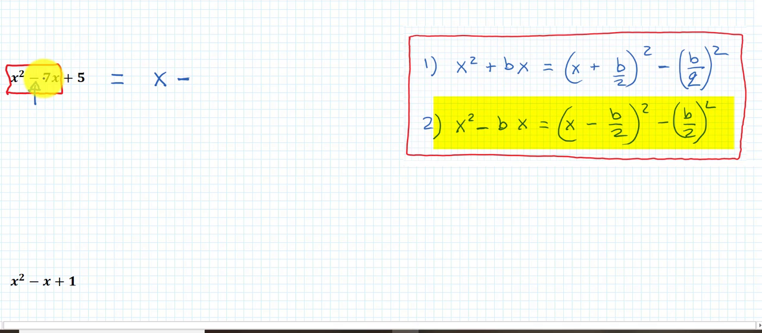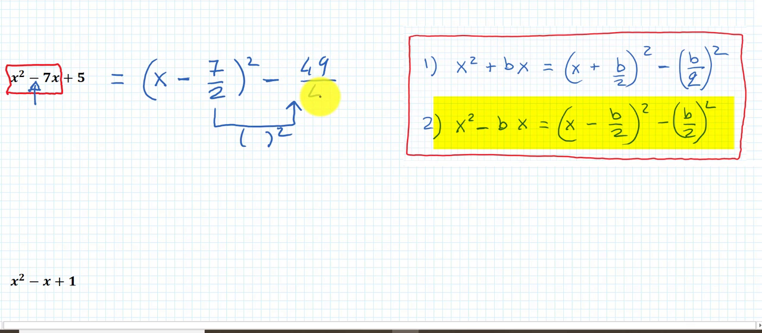So you can write 3.5, which is half of 7, but I'd rather use a fraction because I know how to square a fraction. I'm not sure how to square a decimal number always, right? So 7 halves minus, well, the square of 7 halves, right? You've got to square this number, so that's easy. It's 49 over 4. And then plus 5.